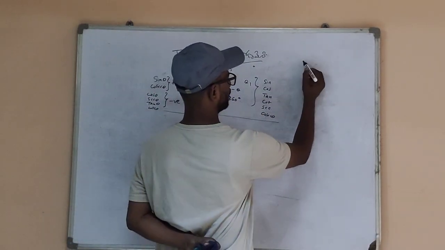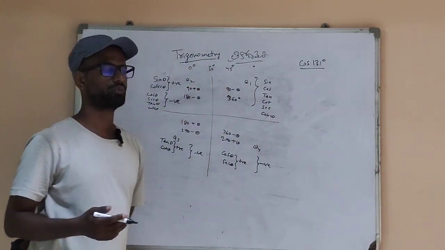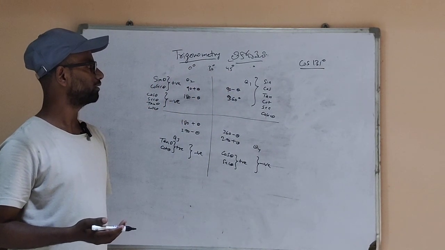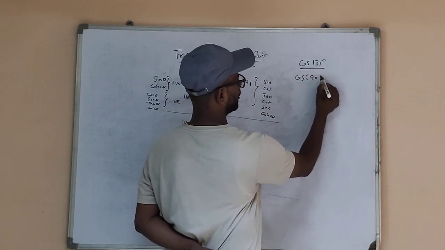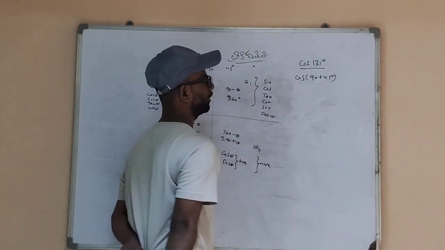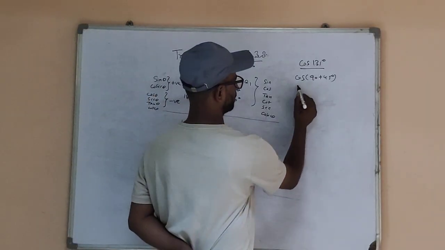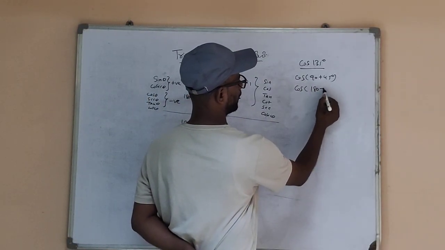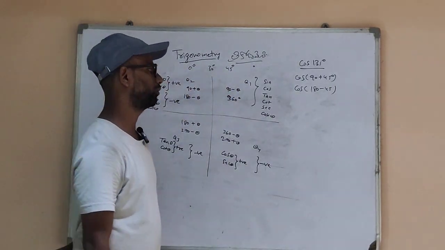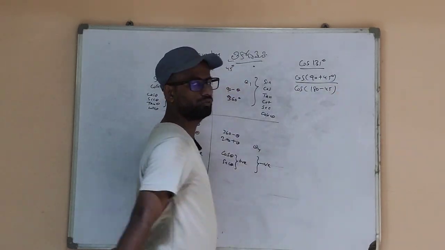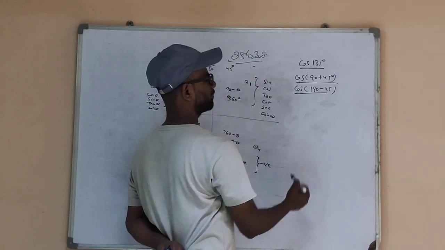See here, next one. Cos 135. How do we have to write it? You can write it as cos of 90 plus 45. You can write it like this also: cos of 180 minus 45. No problem. You can write it in the same manner, but at the end the value will be the same. So let's check this one. Cos of 90 plus 45.